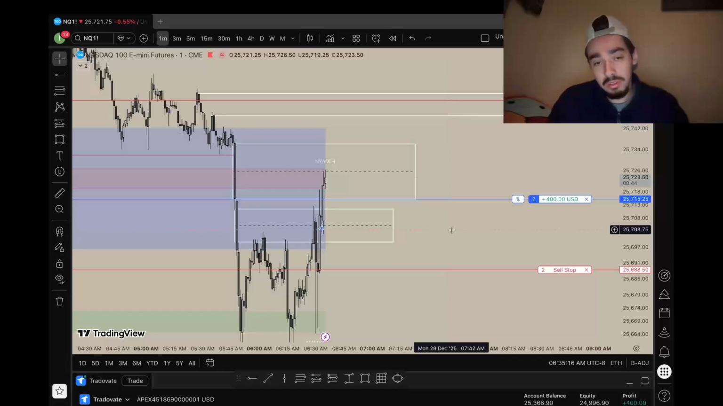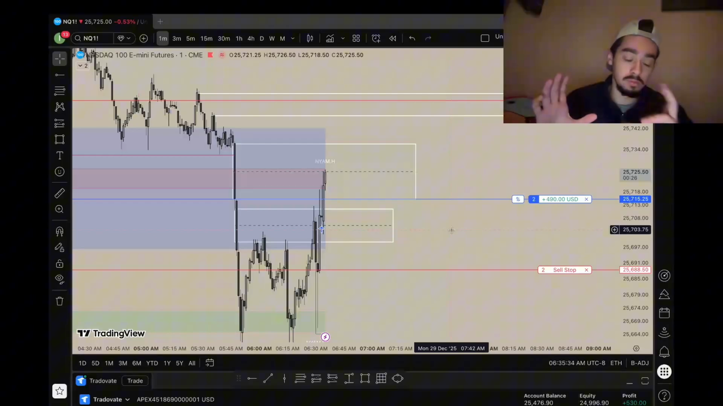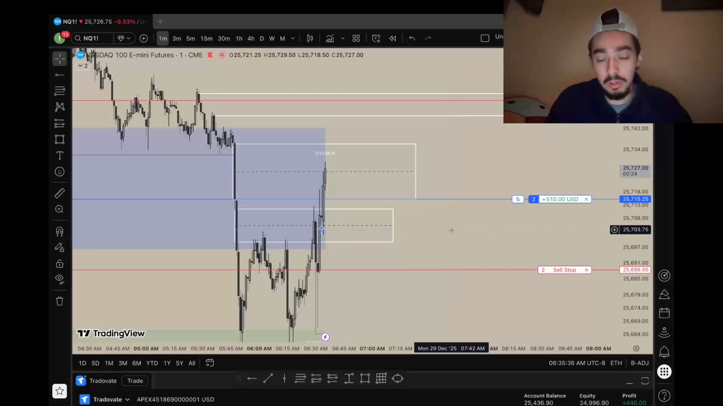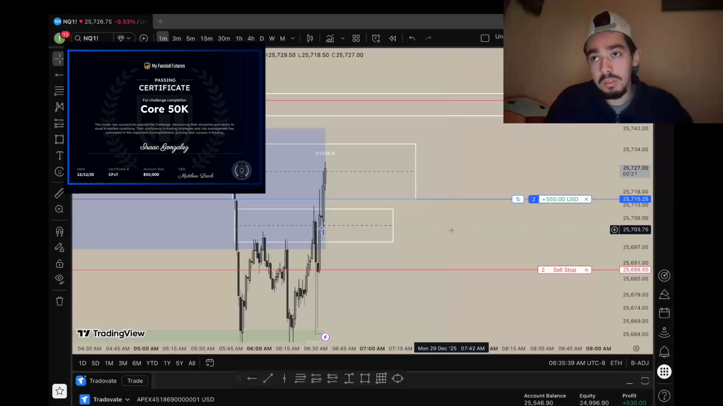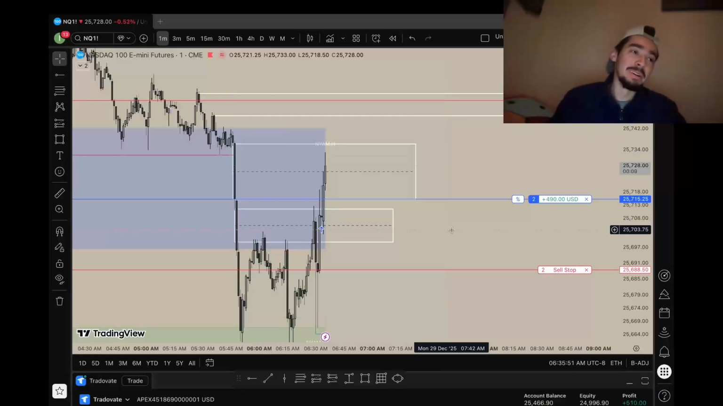So I did end up taking a little break for maybe a couple weeks, and then I did hop back on another eval, and that eval I did end up passing, to which I can post a screenshot of the certificate of me passing on My Funded Futures. It was my first account being passed, so it was a big moment for me. It was just a really good feeling.